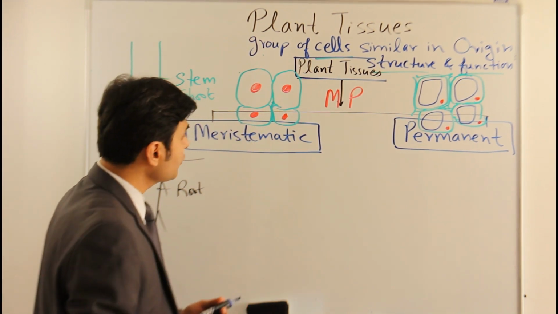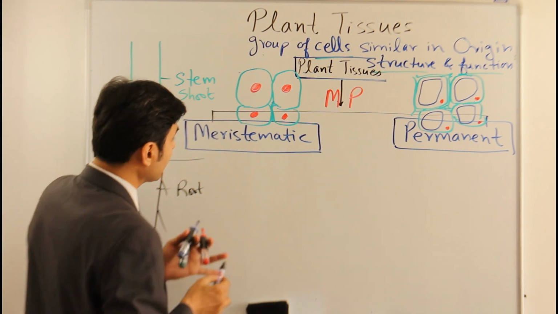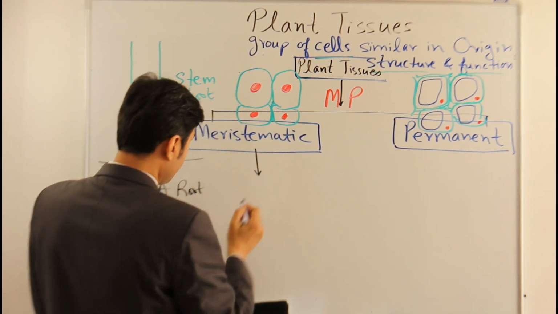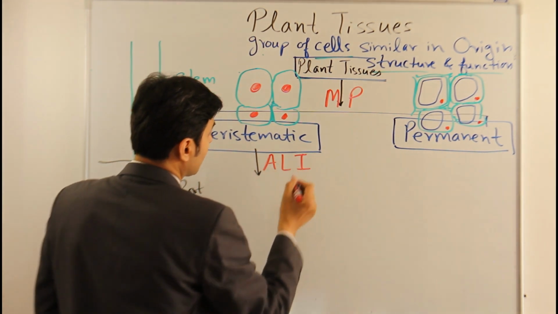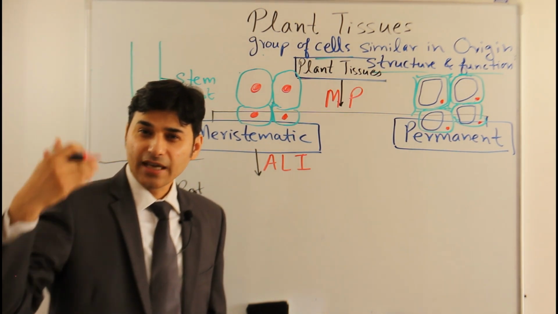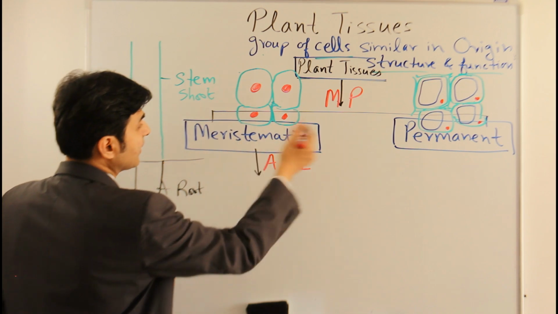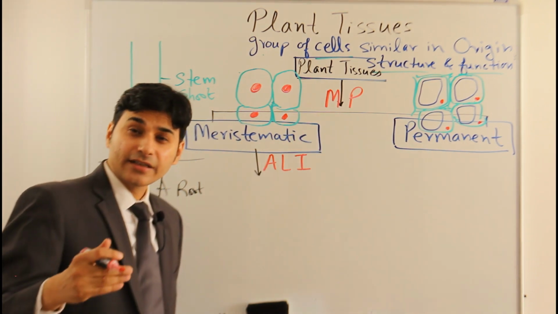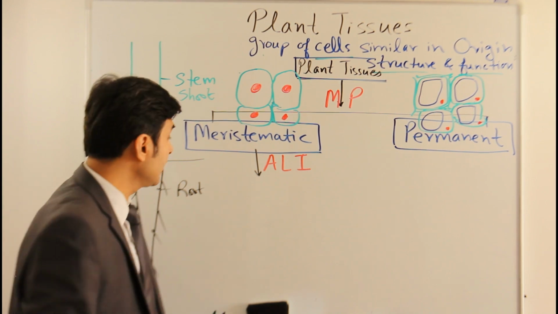Now, meristematic tissue is of 3 different types. How can you remember that? Remember these 3 types by this word Ali. So plant tissues, 2 types, MP, meristematic and permanent. Meristematic is further divided into 3 types, Ali, apical, lateral and intercalary.